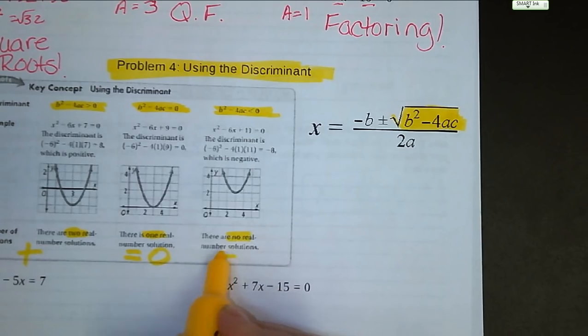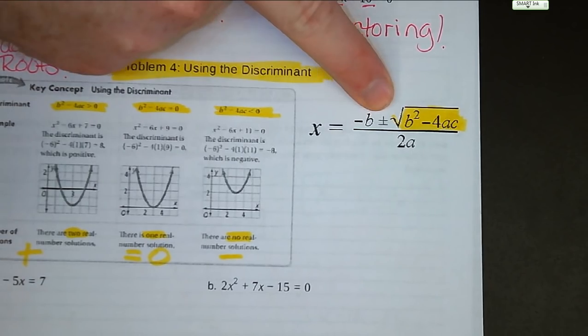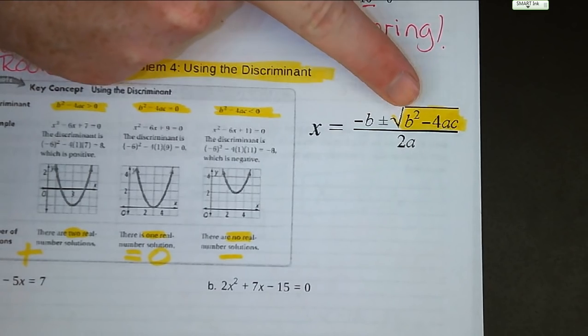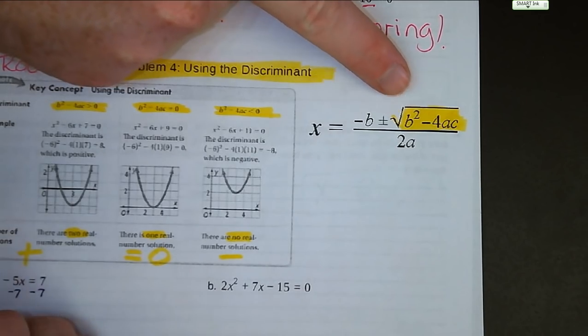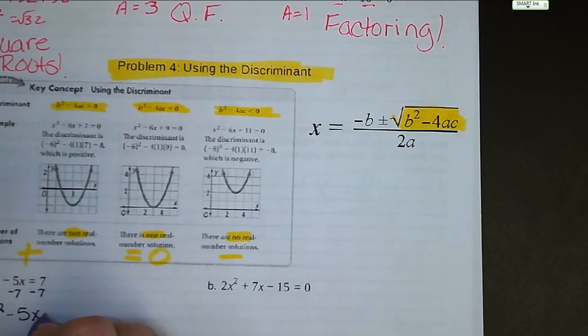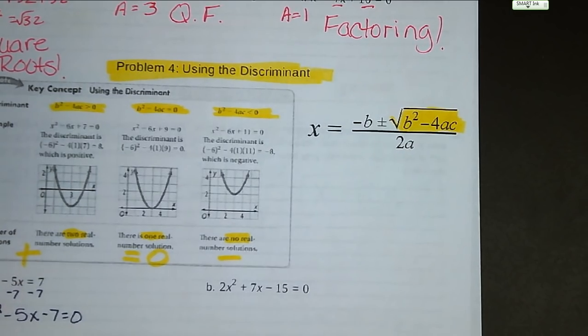Okay, now let's think about this. This makes sense. We have plus or minus the square root of whatever the discriminant is. If that's a positive number, we're going to be adding and subtracting whatever that root is. If that is 0, the square root of 0 is 0. So we're not adding or subtracting anything. We're just having 1 solution. And can we take the square root of a negative number? No, we cannot in this class.